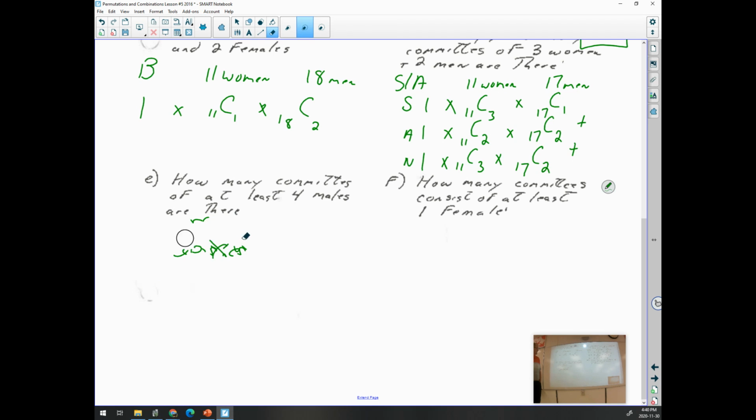How many committees of at least 4 guys are there? So again, we have to do our men, women. We could have 5 men, no women, 4 men, 1 woman, 3 and 2, 2 and 3, 1 and 4, 0 and 5. At least 2 guys.